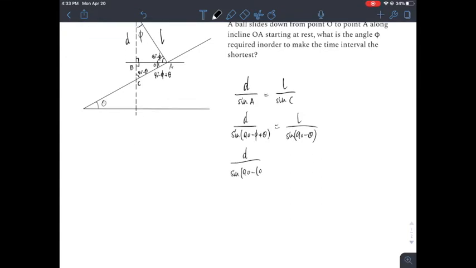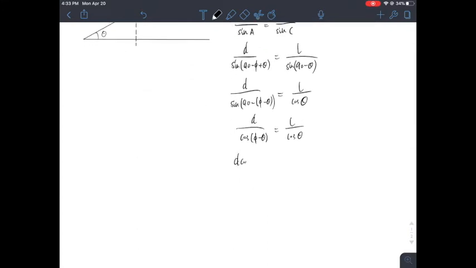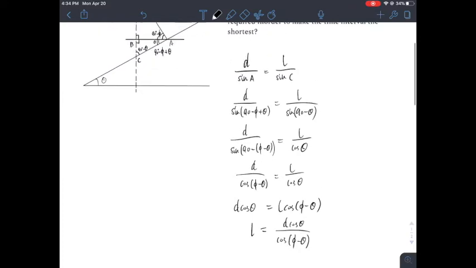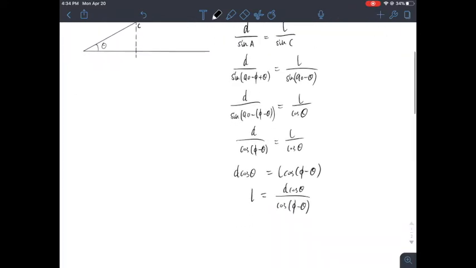Then d over sine of 90 minus (phi minus theta). Then we can simplify it. On the right side we simplify to cosine theta, and on the left side the cosine of phi minus theta. Then we know d times cosine theta will be equal to L times cosine of phi minus theta. Then L will be equal to d times cosine theta divided by cosine of phi minus theta.